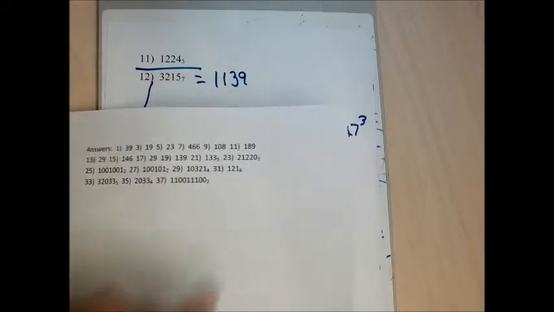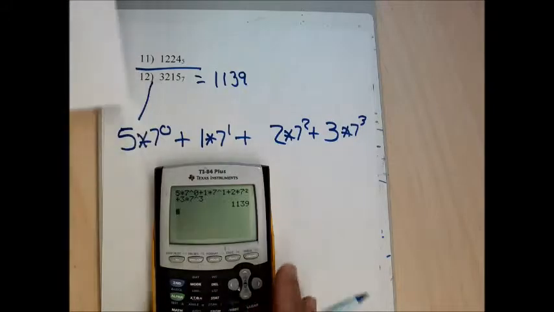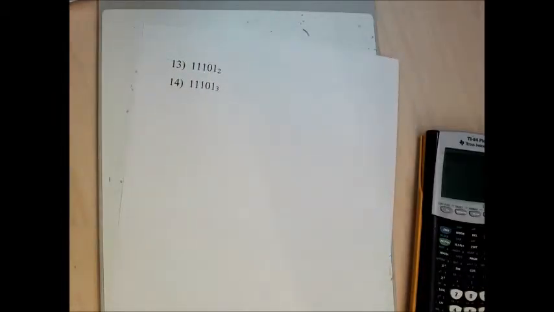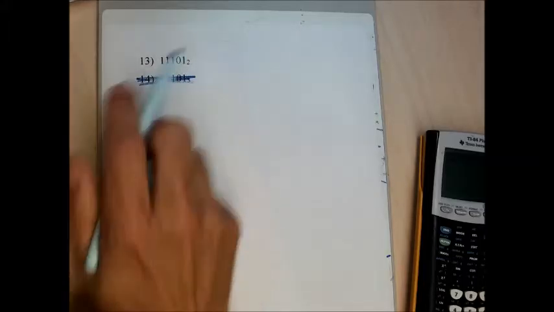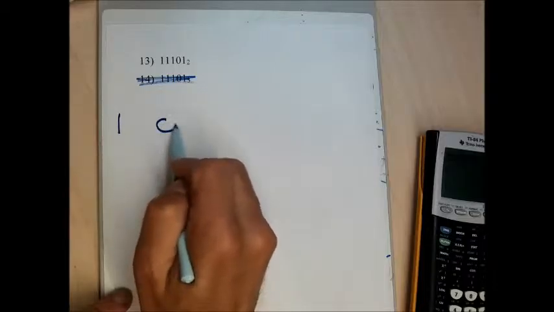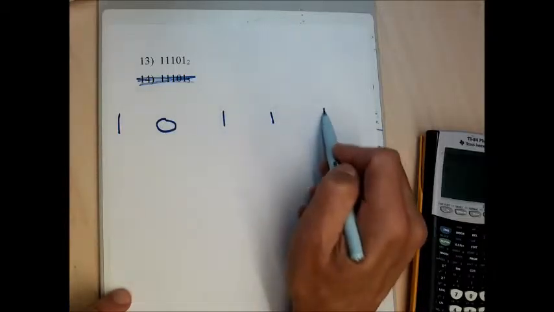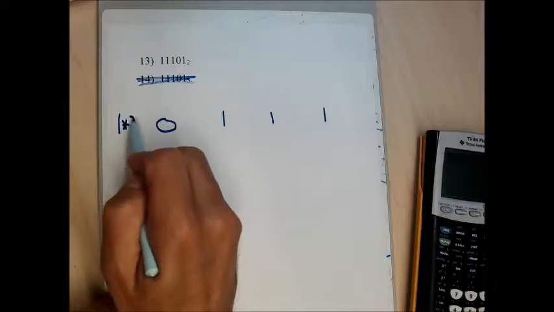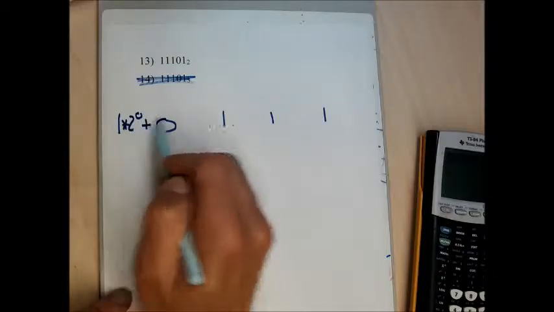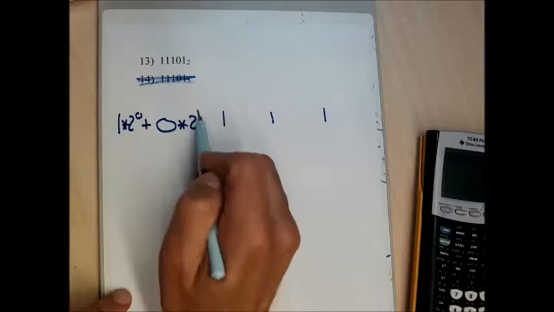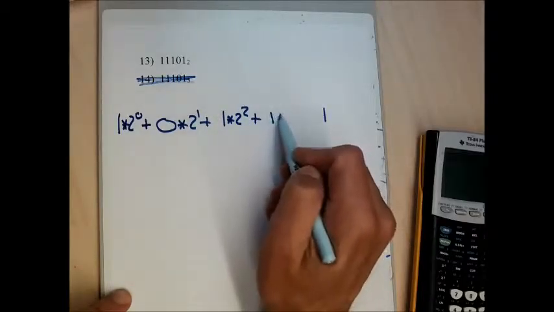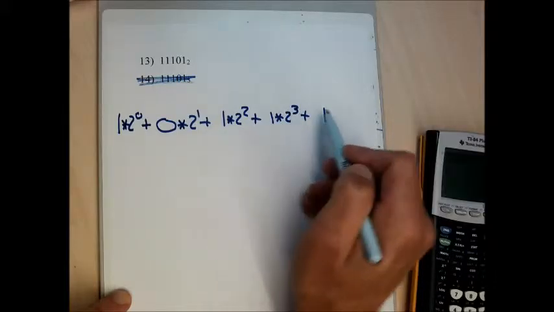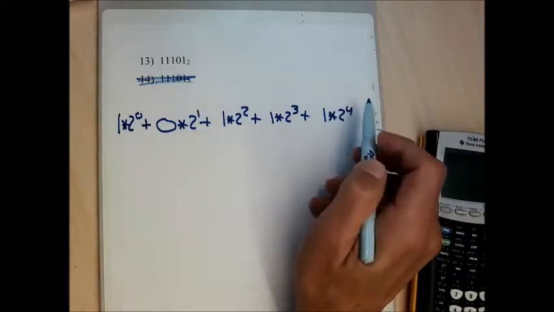Again, your answer for number 11 is 189 base 10. And then last problem, and then we'll go backwards, which is much, much harder. And I'll work through number 13 with you. So I'm going to write the number backwards. I'm going to write 1, 0, 1, 1, 1, and then times 2 to the 0 plus times 2 to the 1 plus times 2 squared plus times 2 cubed plus times 2 to the 4th.